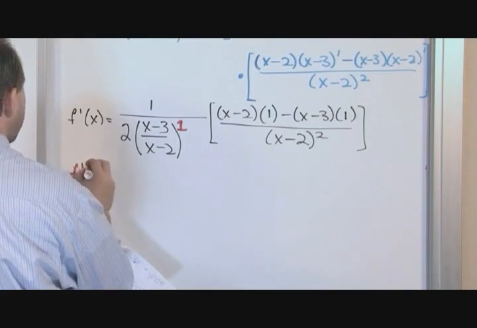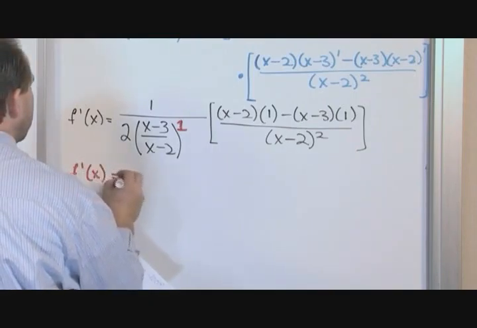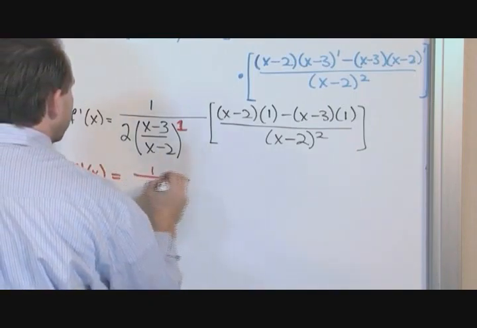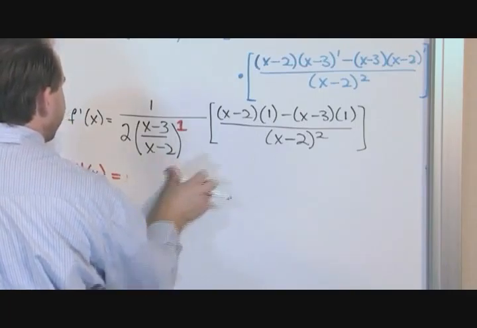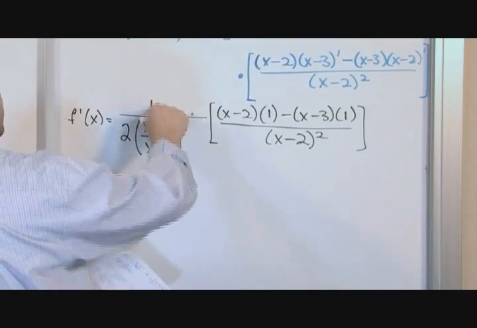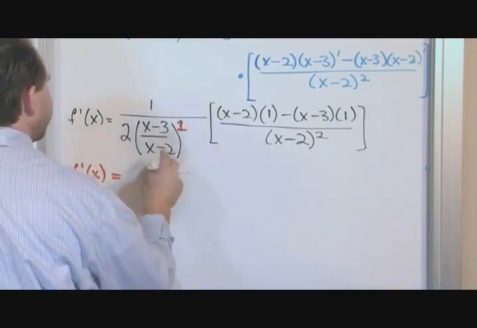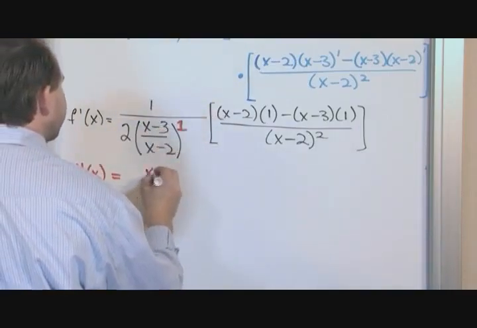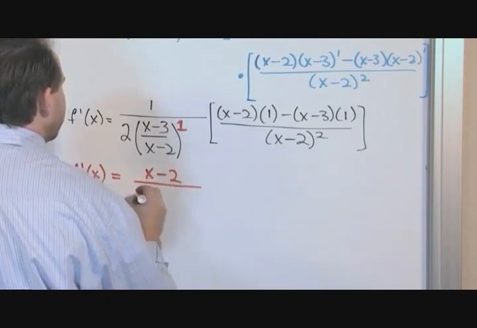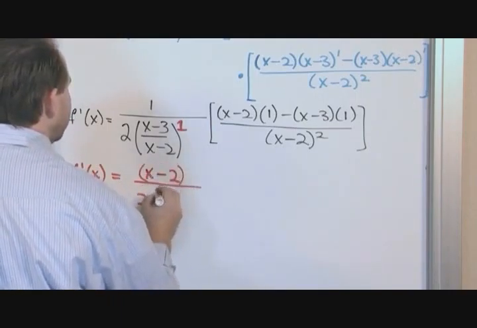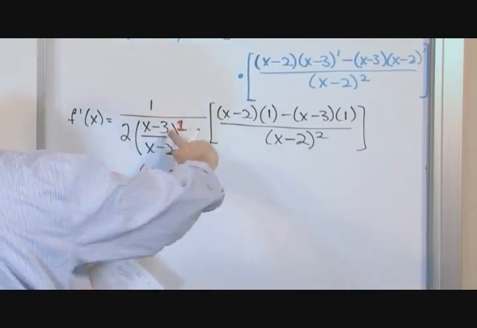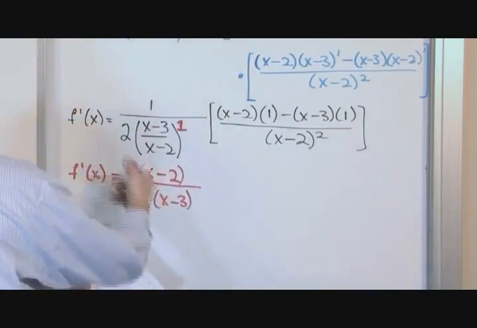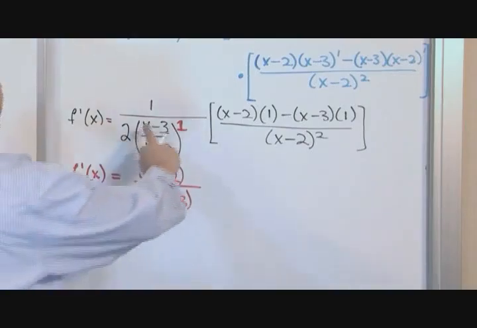So f prime of x, let's for now keep it as 1 over, actually, you know what, let's go ahead and do it this way. This is 1 over this giant fraction, so let's flip it over and make it x minus 2 on the top and 2 times x minus 3. All I'm doing in this step, since I've got 1 over this fraction, is flipping this fraction over. The 2 stays down there. Nothing happens to the 2. These guys flip around.